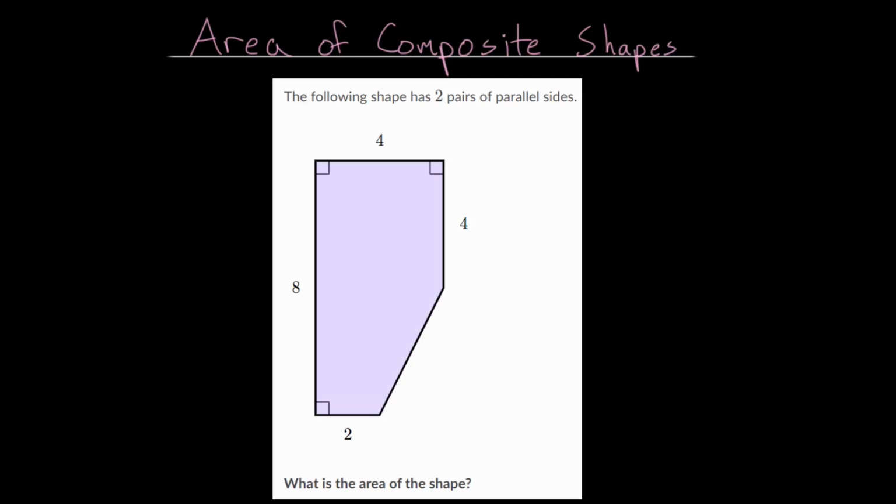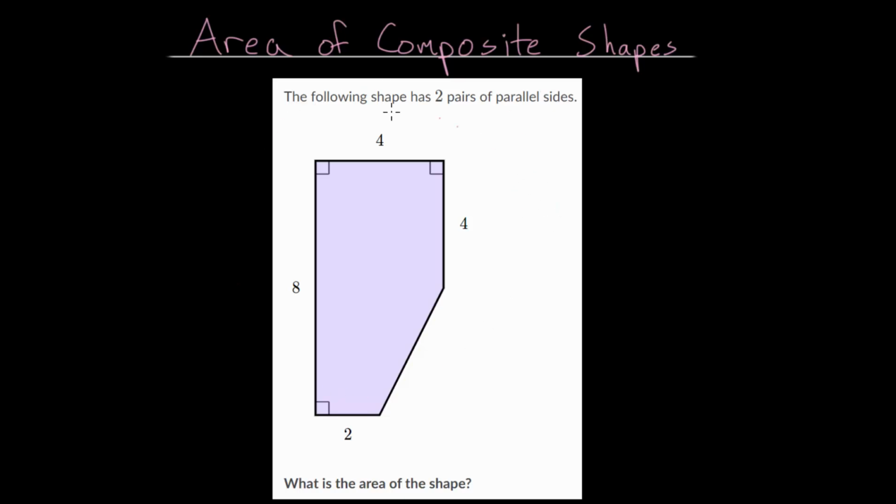In this video, I'd like to talk about finding the area of composite shapes. So the first question we should have is, what is a composite shape? And composite shapes are essentially composed of smaller basic shapes.